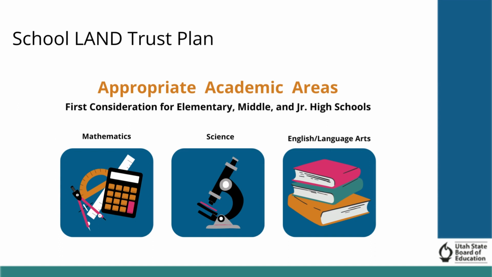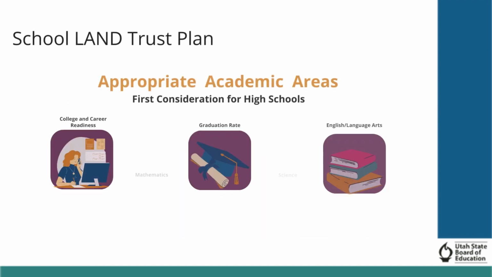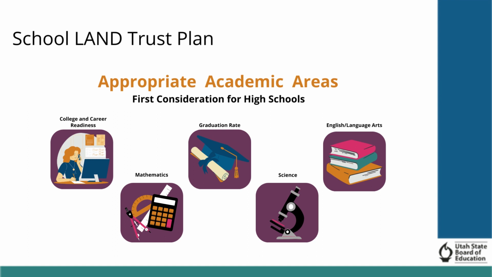When preparing the School Land Trust Plan, the academic areas to consider first for elementary, middle, and junior high schools are math, science, and English or language arts. For high schools, the academic areas that should have first consideration include college and career readiness and graduation rate increase, as well as math, science, and English or language arts.